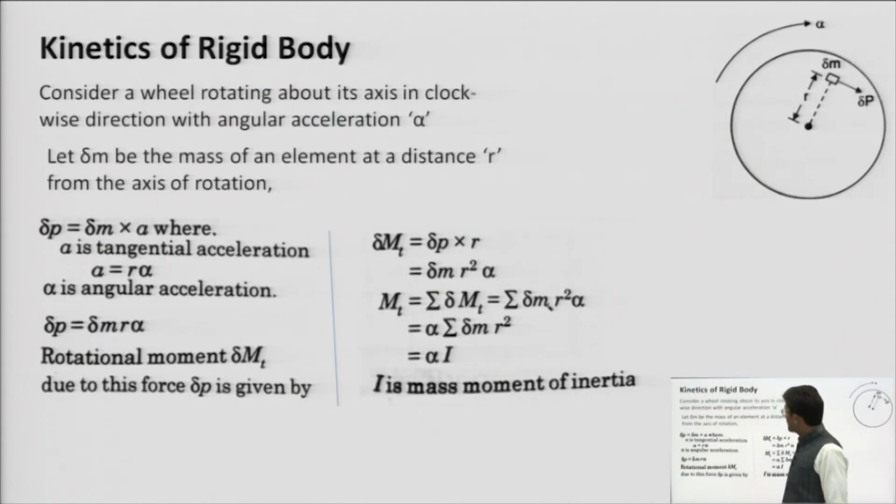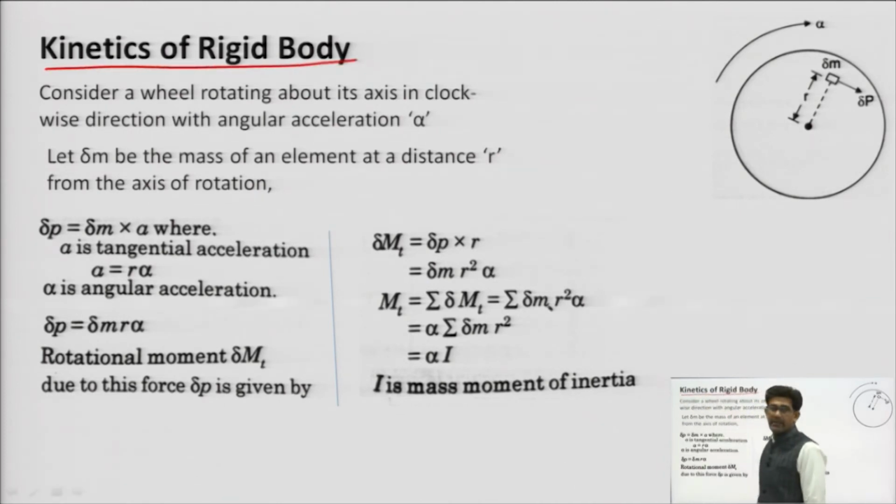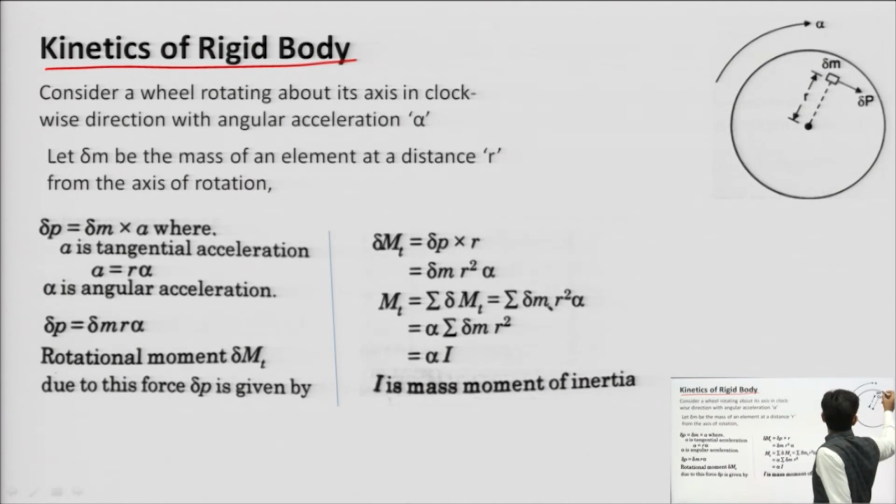Okay. Next we talk about the kinetics of a rigid body. Let us talk on this topic. If we consider a wheel rotating about this axis, let us consider a small element of mass dm.